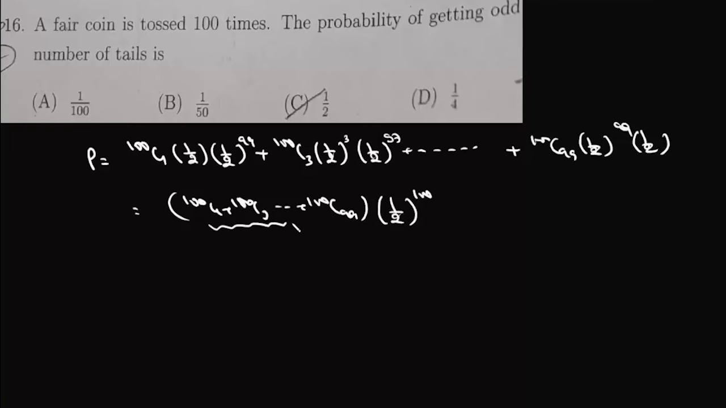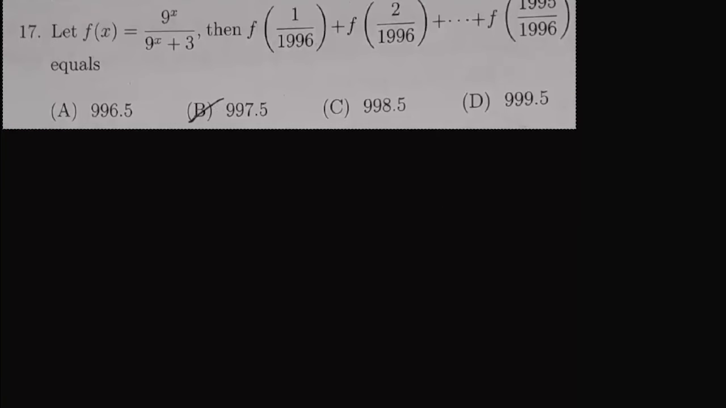Now we know that nC1 plus nC3 plus nC5, which is the sum of all odds, is 2 to the power n minus 1. So there will be 2 to the power 99 upon 2 to the power 100, which is 1 by 2, and that's your option C. Now question number 17 is a very standard question.